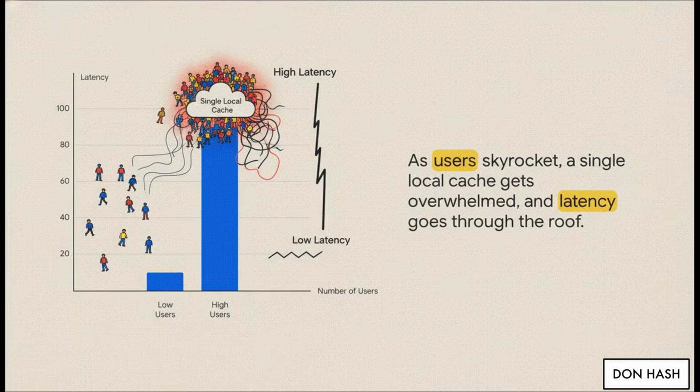Now, look at this chart. This shows you exactly what's happening. When you have just a few users, the latency, that's just a fancy word for lag, is super low. Everything feels fast. But look what happens when the user count skyrockets. That single cache just can't keep up. It gets totally overwhelmed and latency shoots through the roof. The whole experience just sucks.